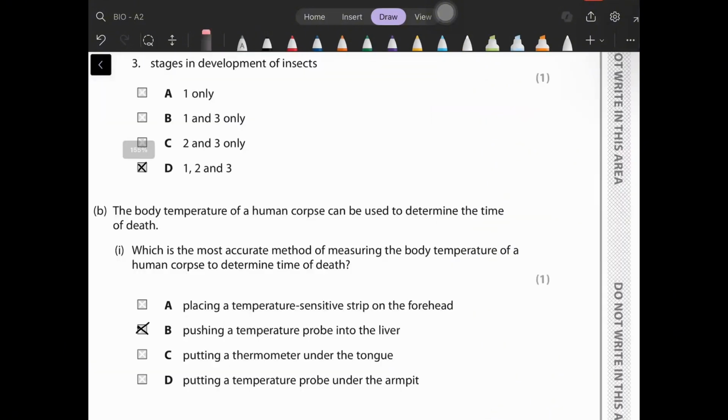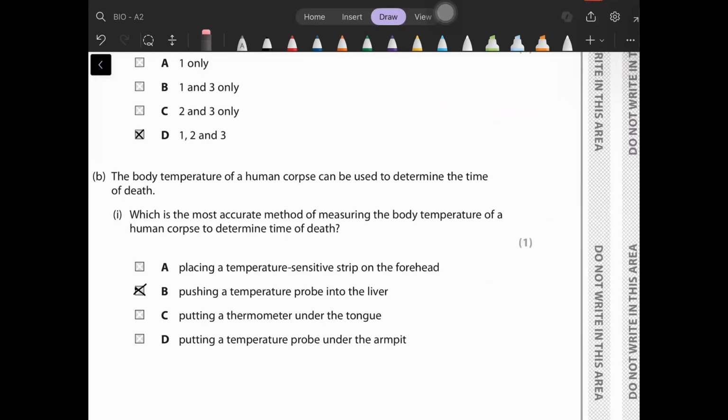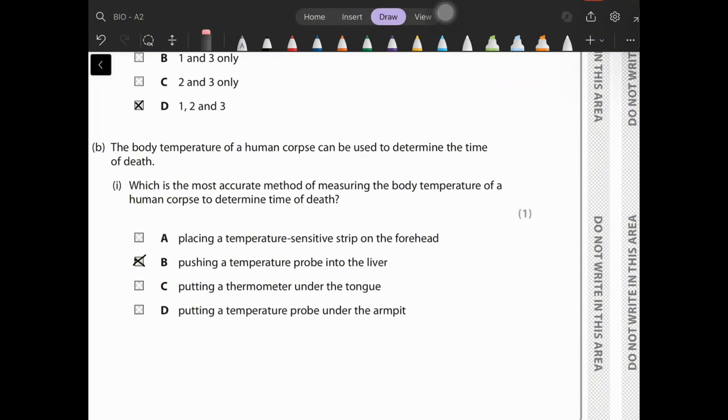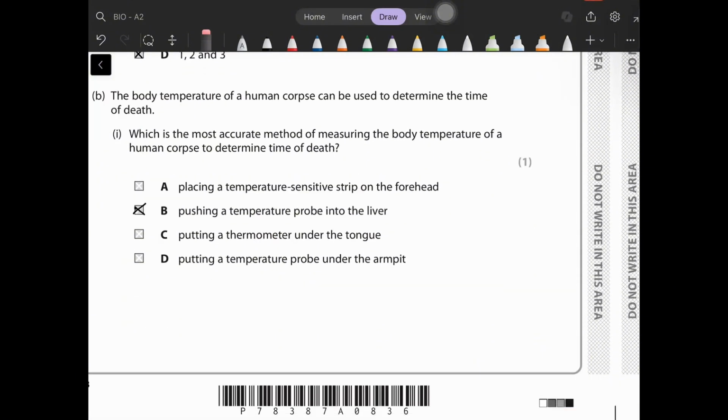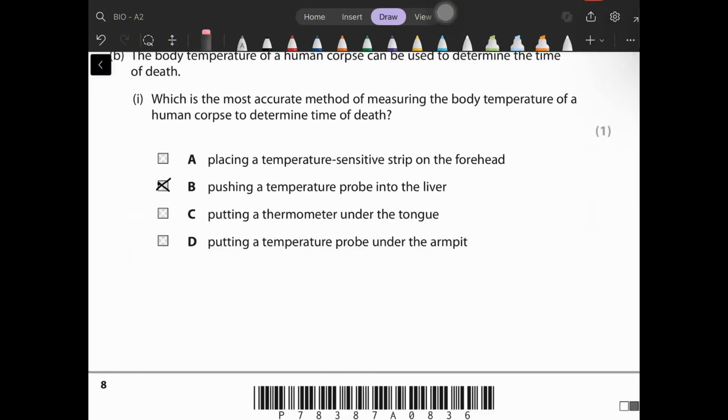The body temperature of a human corpse can be used to determine the time of death, right? Which is the most accurate method of measuring the body temperature of a human corpse to determine the time of death? This would be pushing a temperature probe into the liver, because the liver continues its metabolic activities after a person dies, and it releases heat, and then gradually starts to cool down. So the liver would give the most accurate measure of the temperature instead of placing it on the forehead or any other parts of the body, as all of the other parts would be more exposed to the environment and hence would cool down faster.